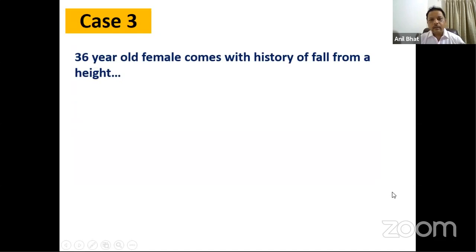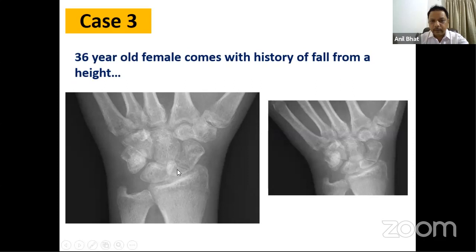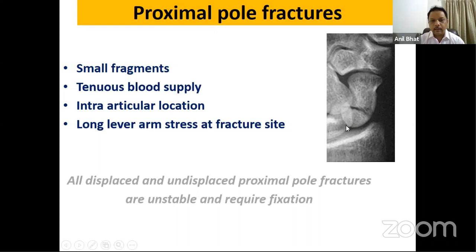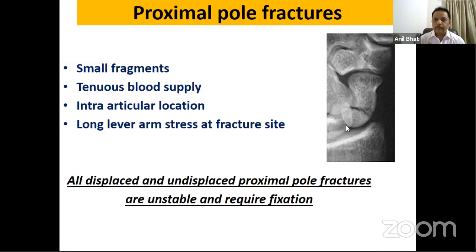Patient comes with a history of fall from a height, and what you see now is basically a proximal pole fracture. And remember, these are very tiny fragments. The tenuous blood supply, their intra-articular location, the long lever arm stress at the fracture site here. And so all displaced or undisplaced proximal pole fractures should be considered unstable and require fixation, percutaneous at least, because there's no point putting them in a cast and waiting for them to heal.